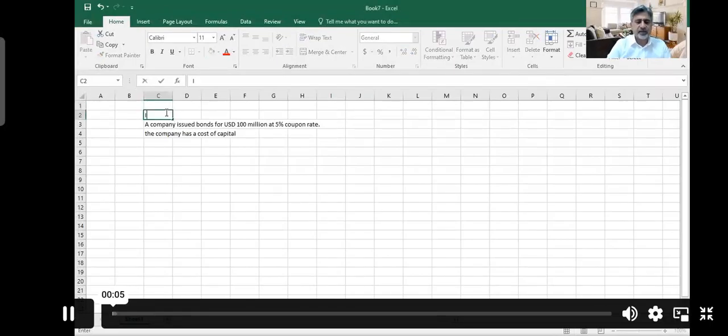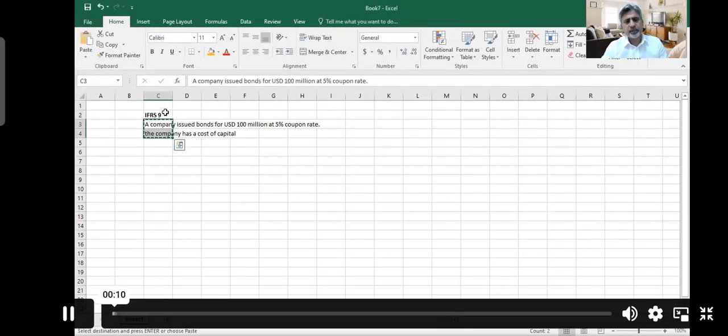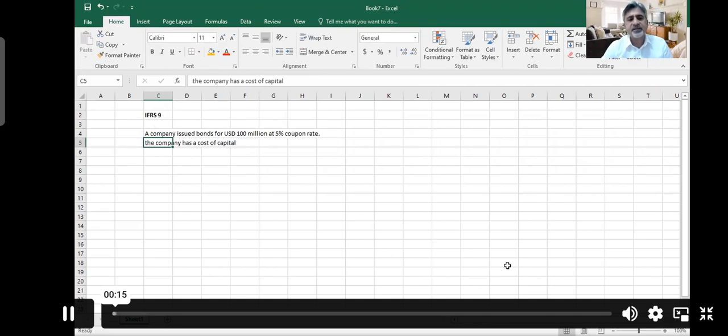Topic from IFRS 9, okay? And I'm just making a very quick example. I'm just trying to explain to you what happens in IFRS 9: sometimes they give you two different rates. And I'm just creating a small situation.